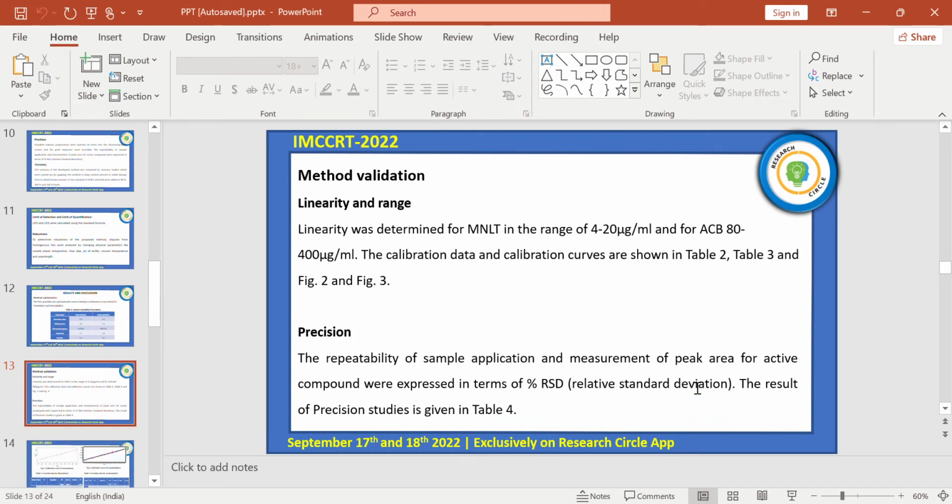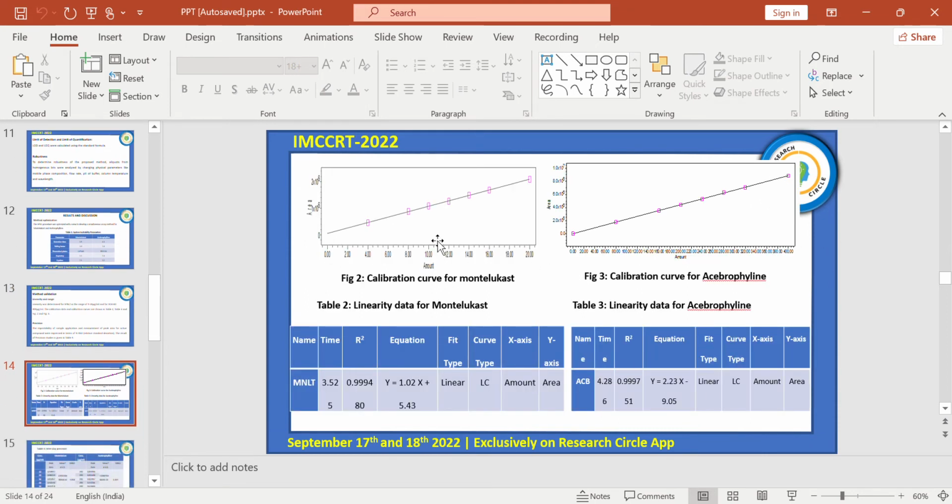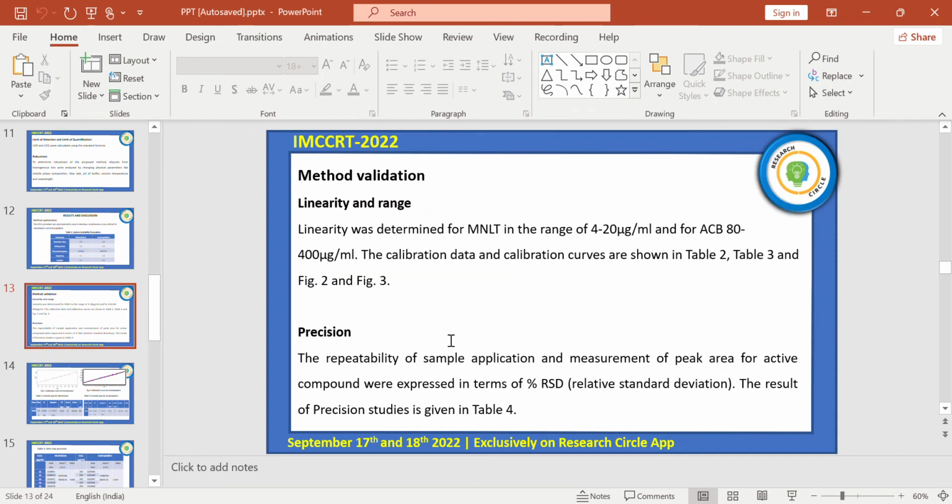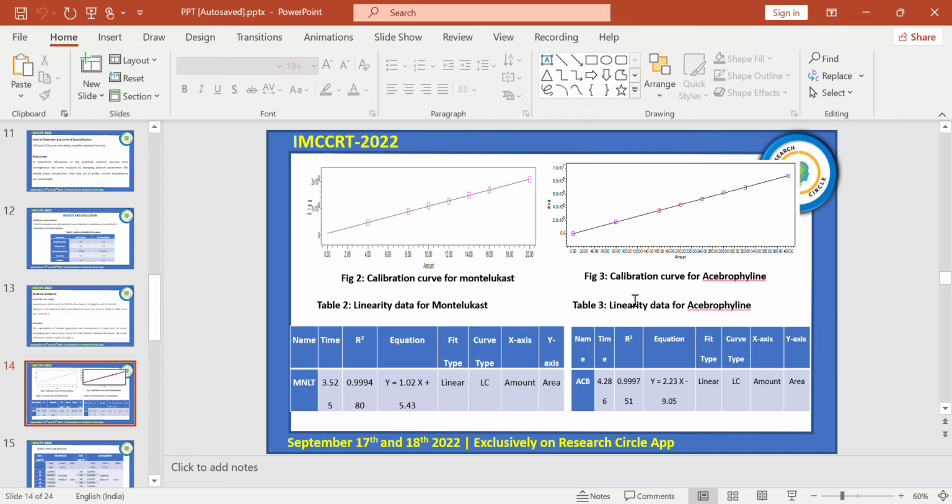Now the results of method validation. First parameter is linearity and range. Now these are the calibration curves for Montelukast and the calibration curve for acebrophylline, and these tables indicate the linearity data. So the linearity was determined for Montelukast in the range of 4 to 20 microgram per ml, and for acebrophylline 80 to 400 microgram per ml.